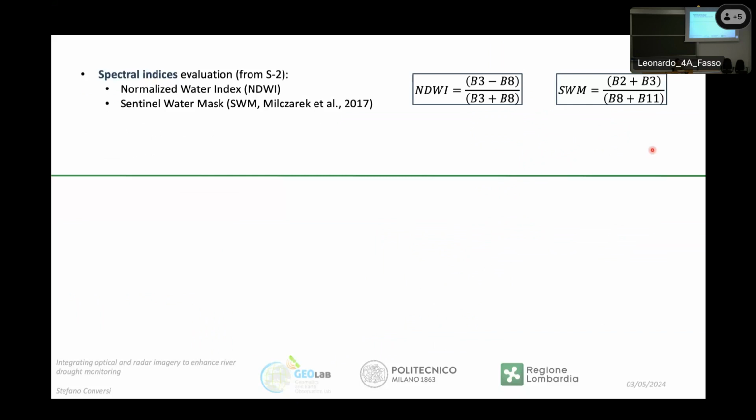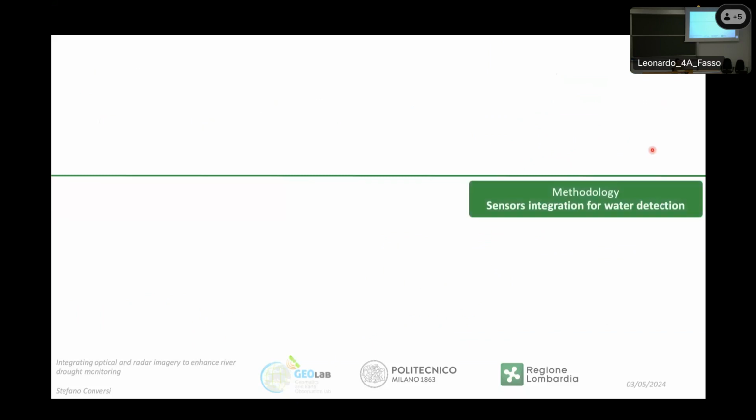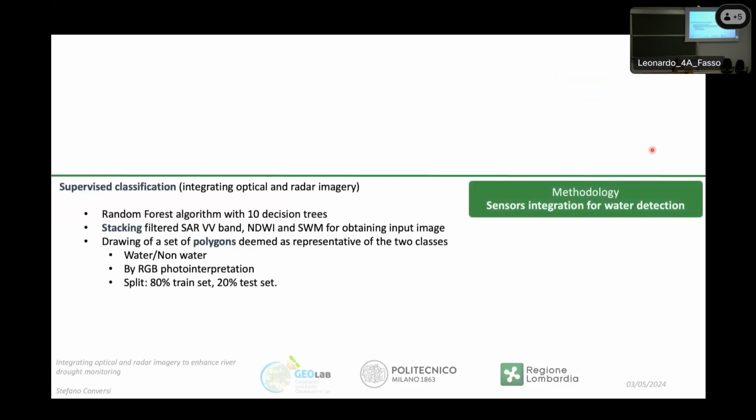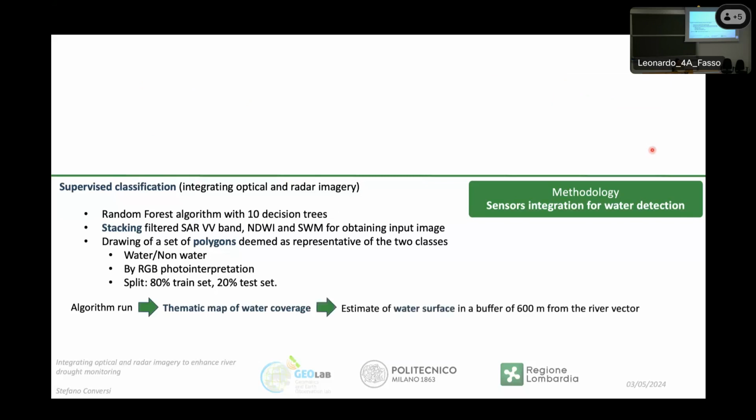As we said, we had the spectral indices evaluation and the reference water mask production. And then we have the sensor integration itself, which is made by the supervised classification. As I said, the first attempt was made with a random forest algorithm with 10 decision trees, and the input was established in this stacked image of the 3 bands. So we have the run of the algorithm and the obtainment of the thematic map of water coverage, and then also an estimate, as I said before, of water surface in the area of interest.